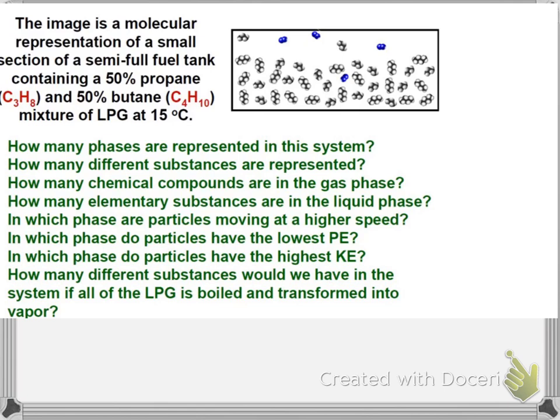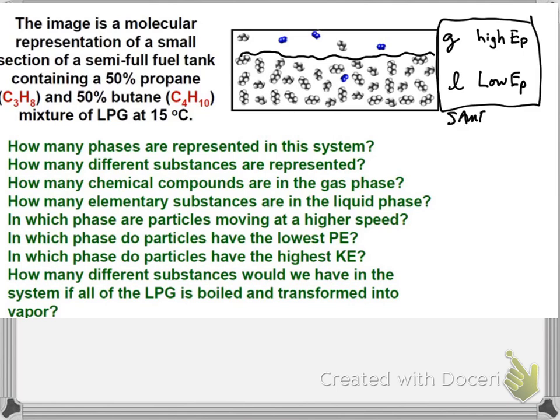So we have a mixture here of propane and butane and a little bit of nitrogen. These are the blue spheres. That's not stated, but there is a little bit of nitrogen there. And so as we go to analyze this problem, we notice in terms of phases that there's a liquid phase and a gas phase. The liquid phase is a low potential energy phase, and the gas is a high potential energy phase. This is assigned based on average particle spacing.